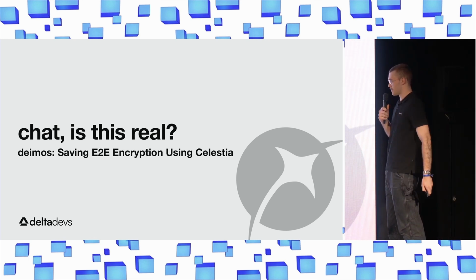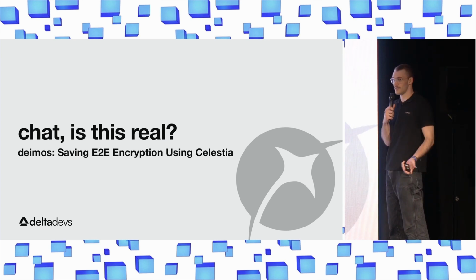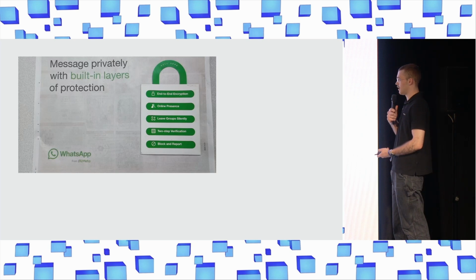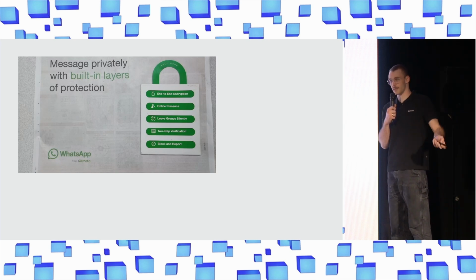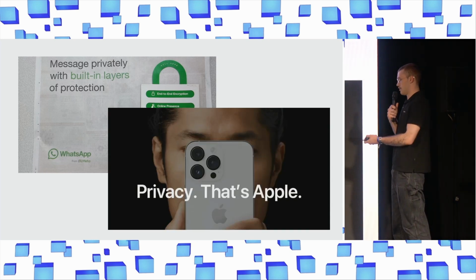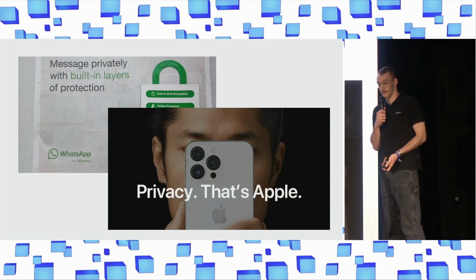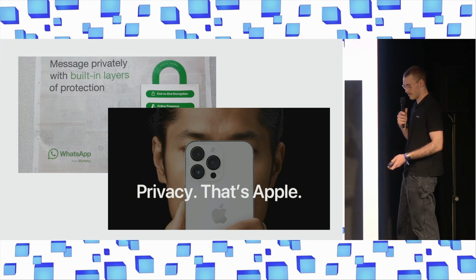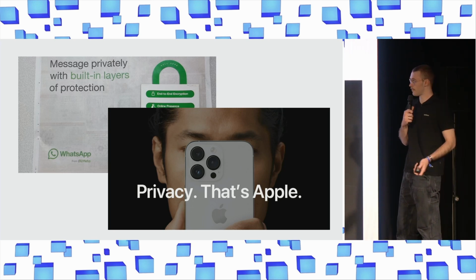But what am I talking about? So we all use these end-to-end encrypted chat apps like Signal and WhatsApp, and we see ads about them all the time about how secure they are. iMessage is also end-to-end encrypted. There's Signal, but they all have a problem.